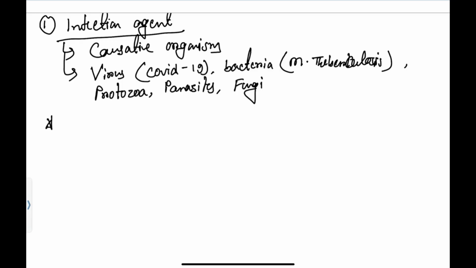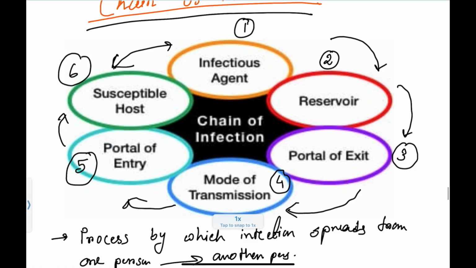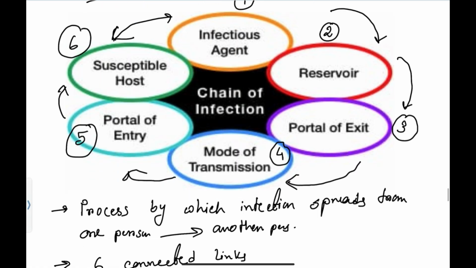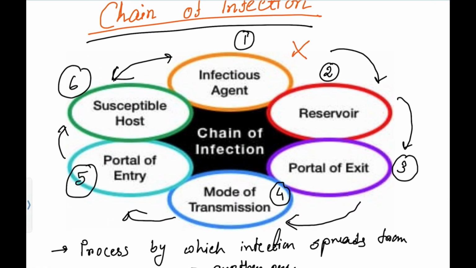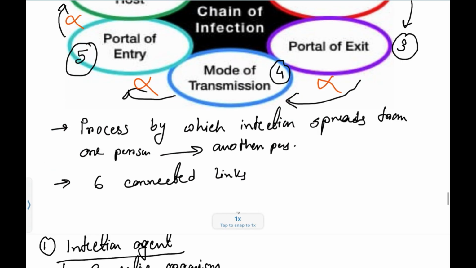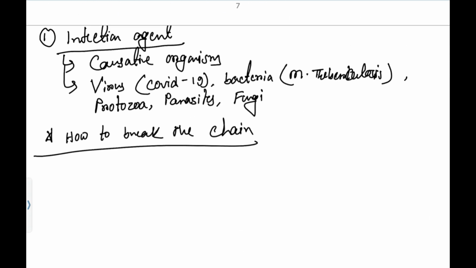Now the important part is how to break the chain. See, these all are coming under the 6 components of the chain of infections, right? Now if you break the chain at any certain point, either here or here or here, anywhere in between this link of infections, then these infections can't spread to the susceptible host. So how will you break this chain? We will discuss here in today's class. Now this infectious agent means the causative organism, bacteria, virus, fungi, protozoa, parasites, anything. So how will you prevent the disease-causing microorganisms from spreading?